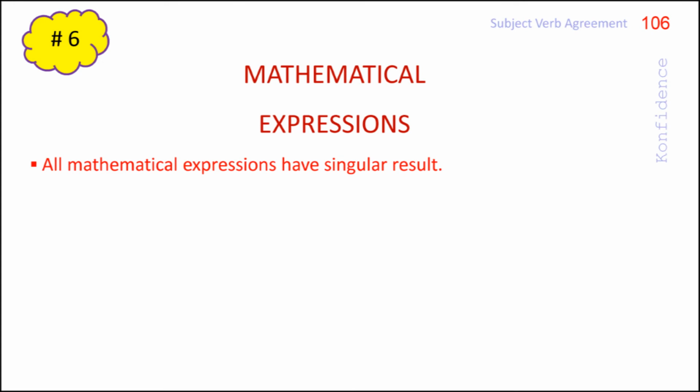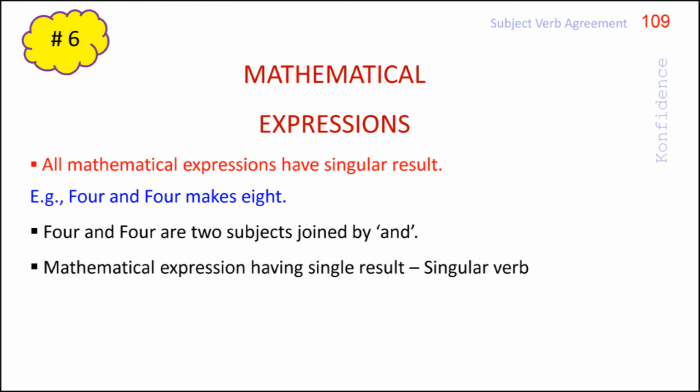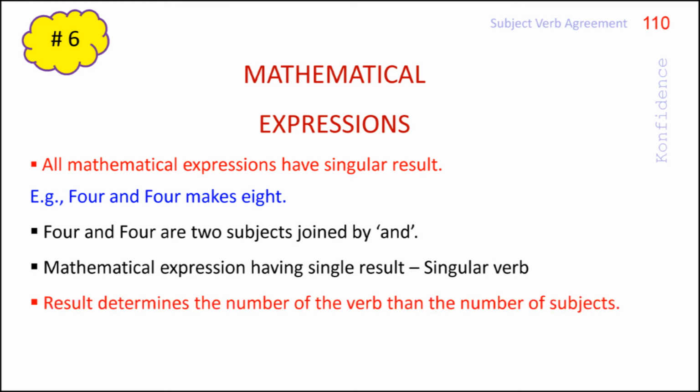All mathematical expressions have a singular result. You may disagree. Let us see the example. 4 and 4 are 2 subjects joined by and. So they should be plural. But this is a mathematical expression that ultimately has a single result. We will therefore use a singular verb, makes, here. In this case, the end result determines the number of the verb rather than the number of the subjects.